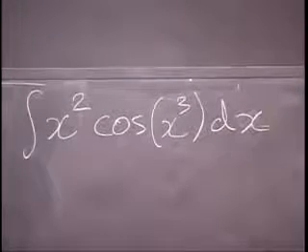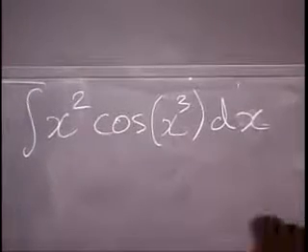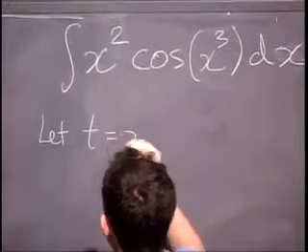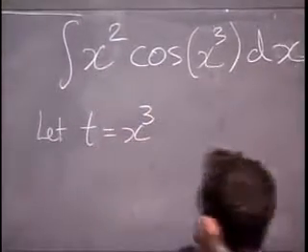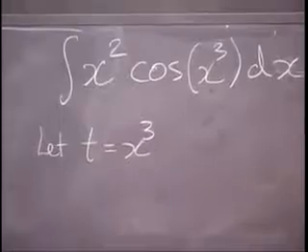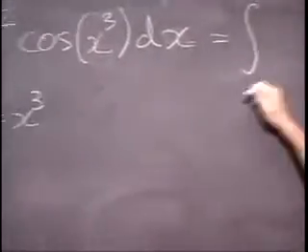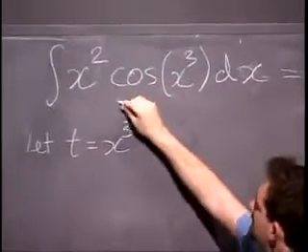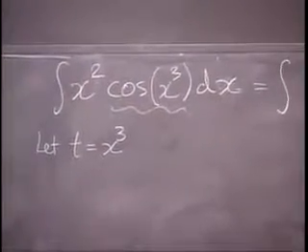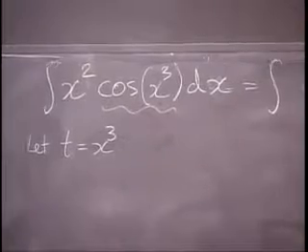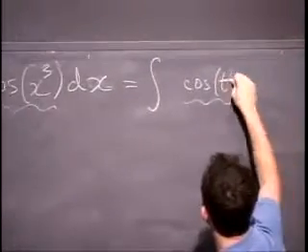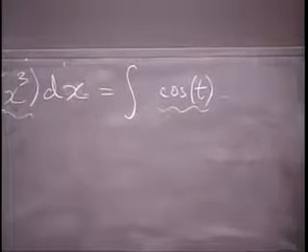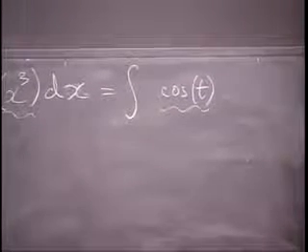Here's how you can set this out. You can let t be this nasty quantity x cubed. If you did that, the integral, well, I don't know what to do about the x squared dx, but if I just consider this cosine x cubed term, that would just become cosine t, right? Because t is x cubed. And that's kind of nice. But I've got to deal with the x squared dx.